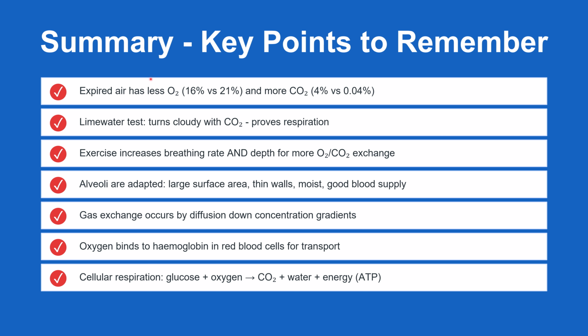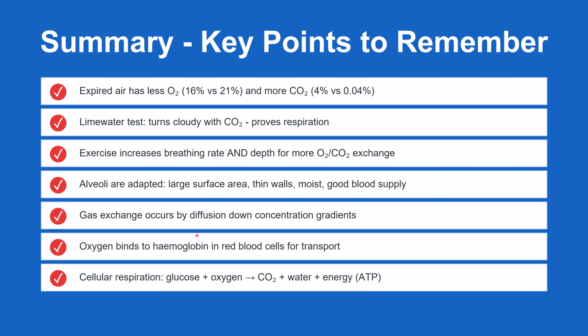Let's wrap up our lesson with these summary key points. Summary key points to remember. Expired air has less oxygen, 16% compared to 21%, and more carbon dioxide, 4% compared to 0.04%. Limewater turns cloudy with carbon dioxide, proving respiration. Exercise increases breathing rate and depth for oxygen and carbon dioxide exchange. Alveoli are adapted: large surface area, thin walls, moist, good blood supply.